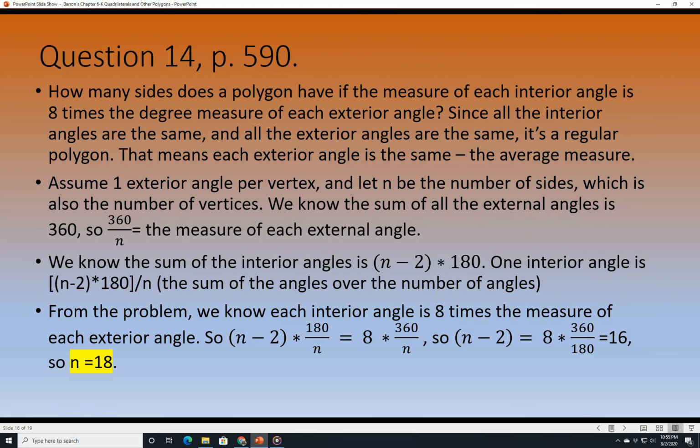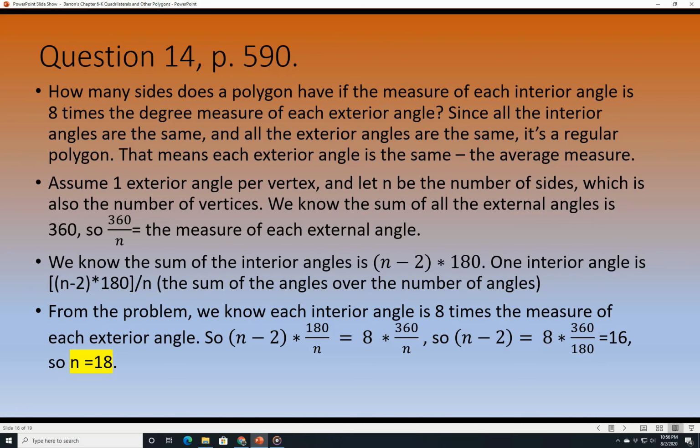So question 14, page 590. How many sides does a polygon have if the measure of each interior angle is 8 times the degree measure of each exterior angle? Since all the interior angles are the same and all the exterior angles are the same, it's a regular polygon. That means each exterior angle is the same. It's the average measure of each exterior angle. So if we're assuming that we're taking one exterior angle per vertex and let n be the number of sides, which is also the number of vertices, then we know the sum of all the external angles is 360, so 360 divided by n is the measure of each external angle.